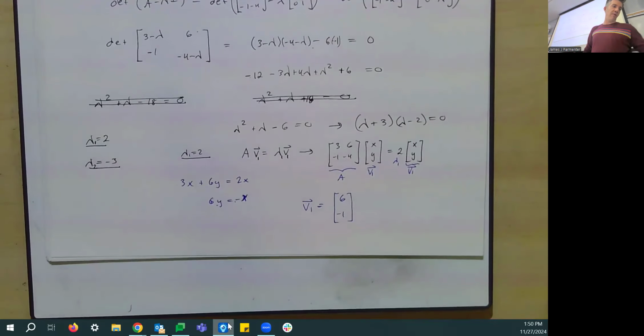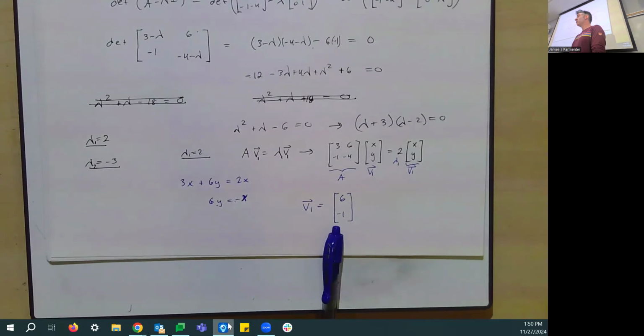Is it the same one I had before? Maybe. Does it matter? No. Well, let me double check. No, it's not the same. Right, before I had -6, +1. Is this also good? Yes, it is. Because any non-zero multiple of an eigenvector is also an eigenvector for the same eigenvalue.